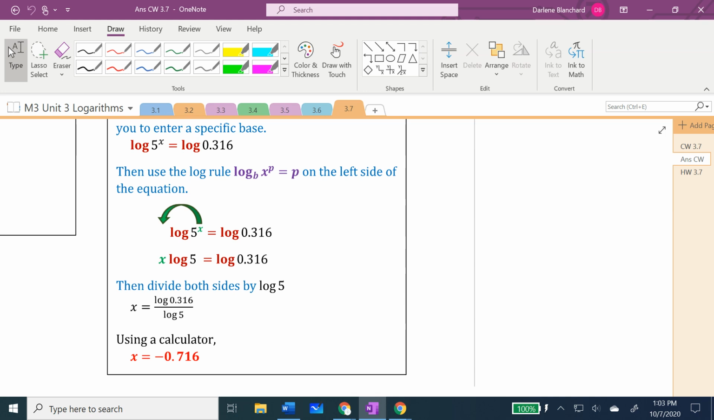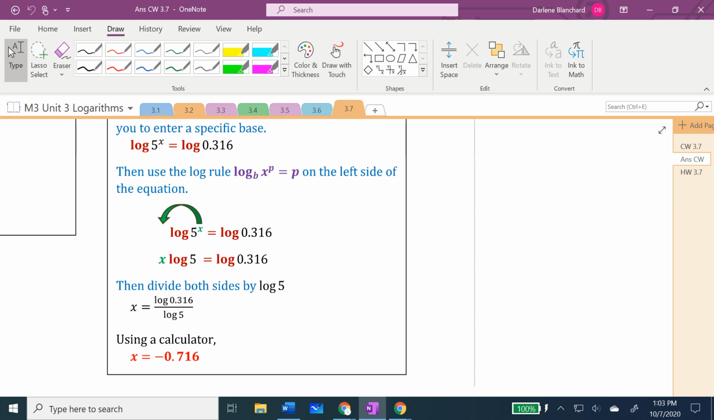Because I know that there are a variety of issues with the calculators, and I don't have the ability to come around and actually physically see what calculator you're using, so I can help you with it. And I also don't have a class set of calculators to give out to you.